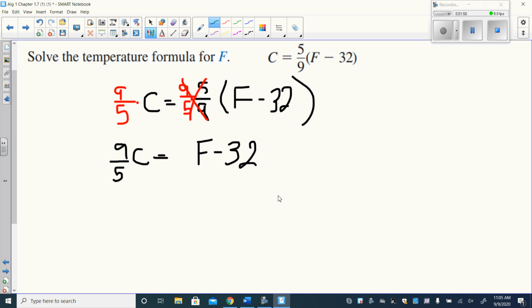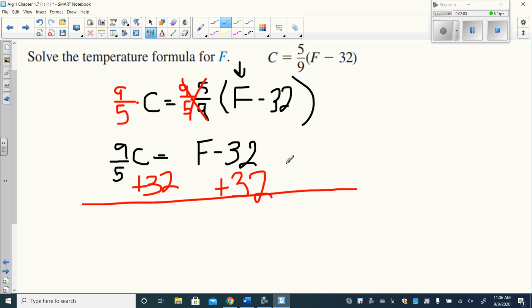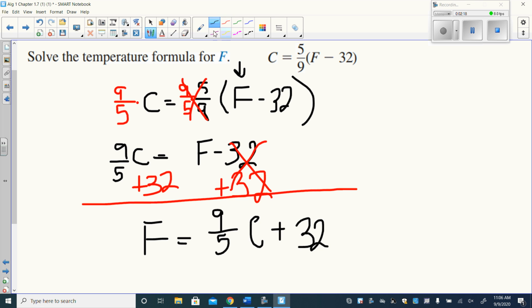So we have that there. We're getting closer to getting Fahrenheit by itself, because that's our goal. Now what we want to do next is get F by itself, so we're going to add 32 because that will get the negative 32 to cancel out. And what we're left with is Fahrenheit is equal to 9/5 times whatever the Celsius degree is plus 32. And that right there really is the formula for finding Fahrenheit when we are given a temperature in Celsius.